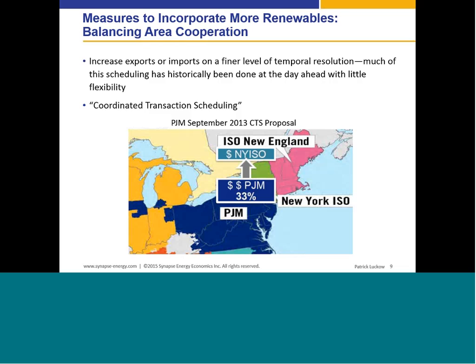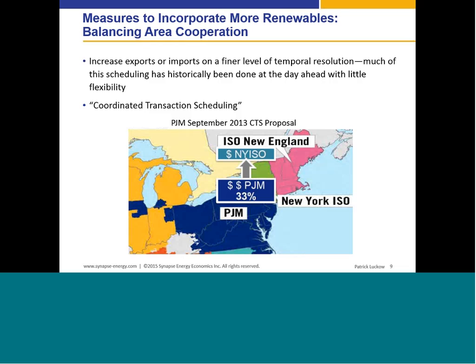The chart I'm showing here is from a PJM proposal for something that's called coordinated transaction scheduling, which is really just, in the simplest terms, getting the neighboring independent system operators to talk to each other and reduce the differences in prices at the interfaces between the systems. So this is between PJM and the New York ISO and ISO New England, where there can be some significant differences at those seams between the systems.